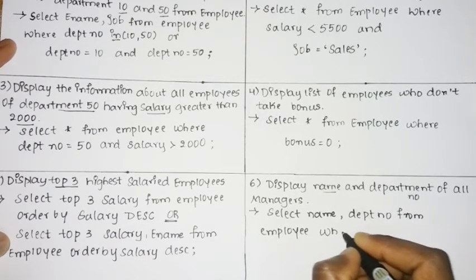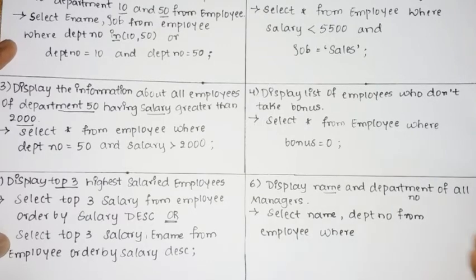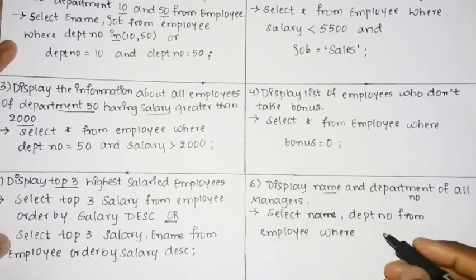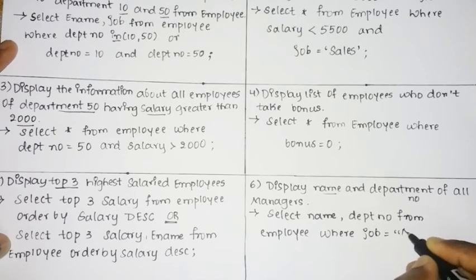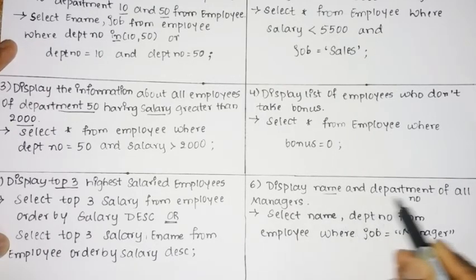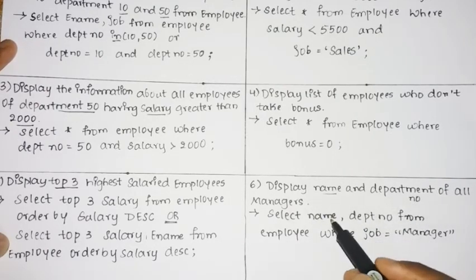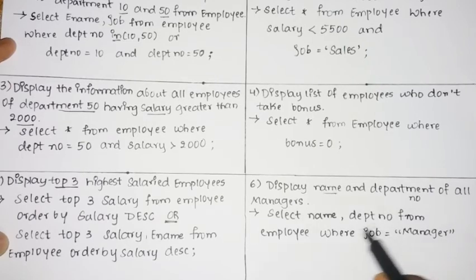So from employee where, so then you can see the department of all the managers, so where job is equal to manager. Here you are going to display the name as well as the department number. So wherever the job is manager, it will display the name as well as the department number.